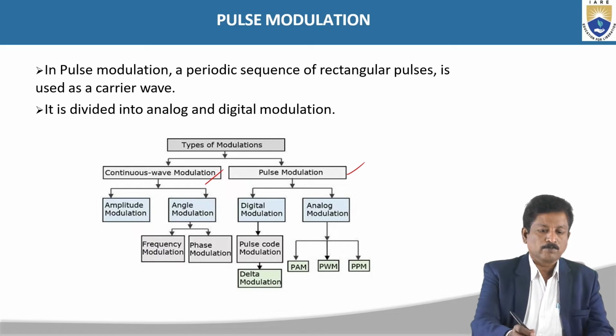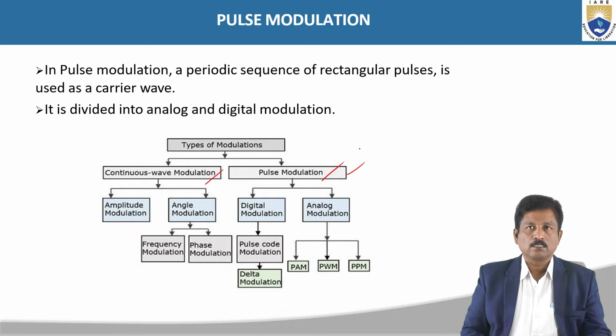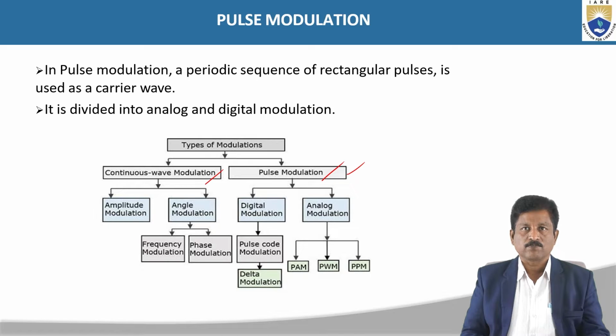Whereas coming to the pulse modulation, which is the second type, instead of taking the continuous wave, that is the sinusoidal wave, here we are taking a train of pulses, a group of pulses, to act as a carrier signal for this pulse modulation technique. So that is the difference between the continuous wave modulation and the pulse modulation. In the continuous wave modulation, the sinusoidal signal is the carrier, whereas in the pulse modulation, a train of pulses acts as a carrier signal.